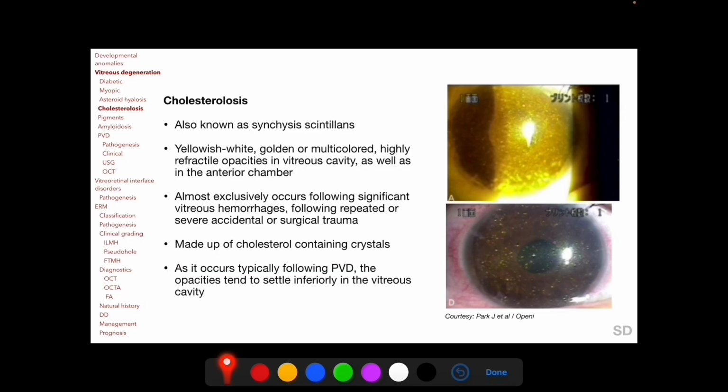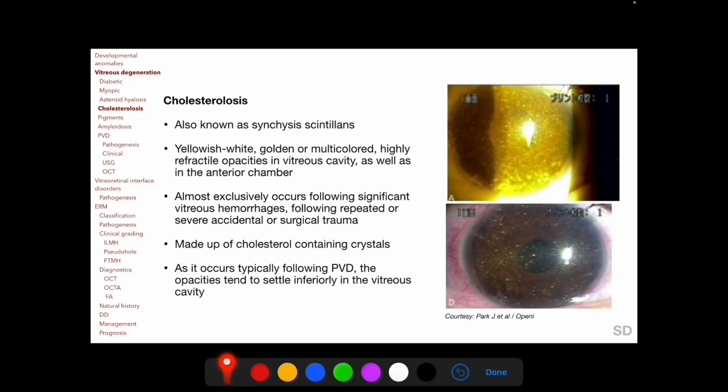Cholesterolosis, also known as synchysis scintillans, is the presence of yellowish white, golden or multicolored highly refractile opacities in the vitreous cavity as well as in the anterior chamber. It almost exclusively occurs following significant vitreous hemorrhages, and the opacities are made up of cholesterol-containing crystals. As it occurs typically following PVD, the opacities tend to settle inferiorly in the vitreous cavity.